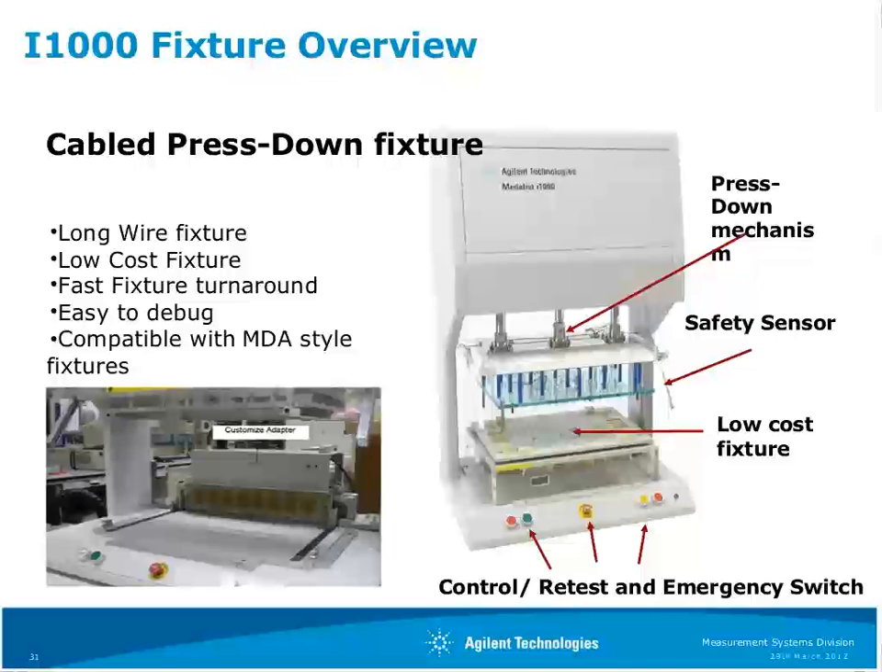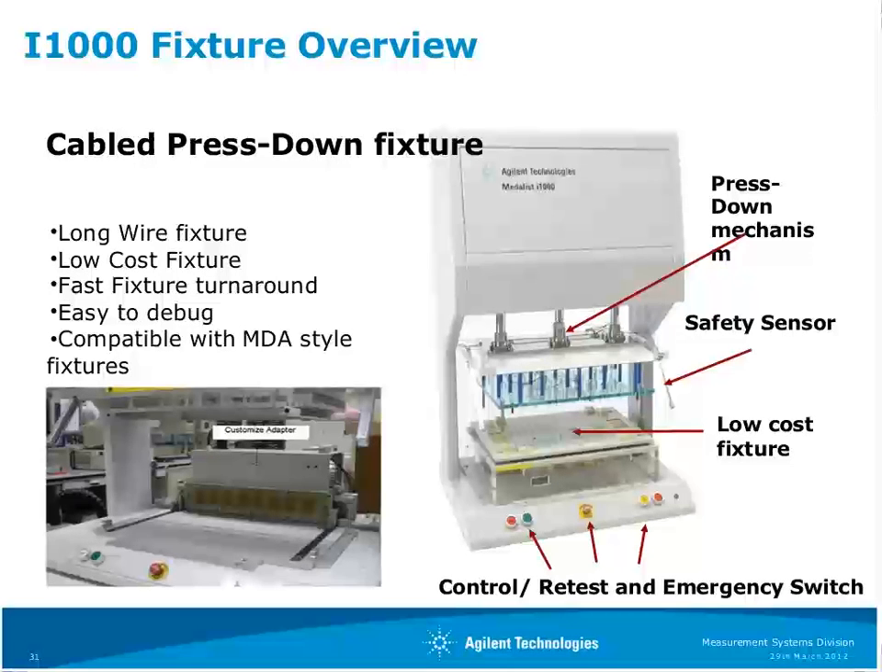The Medalist I1000 offers the use of an MDA type long wire fixture, which are basically targeted for low cost, just enough test requirements. So here we can see there's a very simple fixture base. There is no standard fixture kit that you have to buy from Agilent. The dimensions and drawings are available, so any fixture vendor, anyone can make their own simple fixture interface. It's also compatible with other MDA style fixtures.